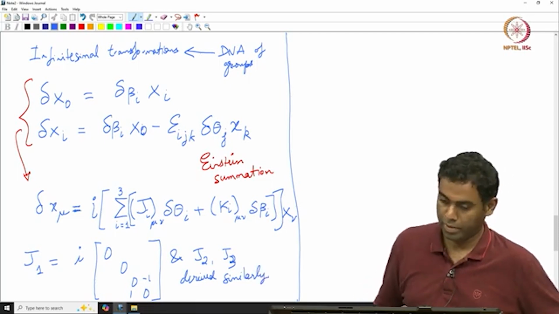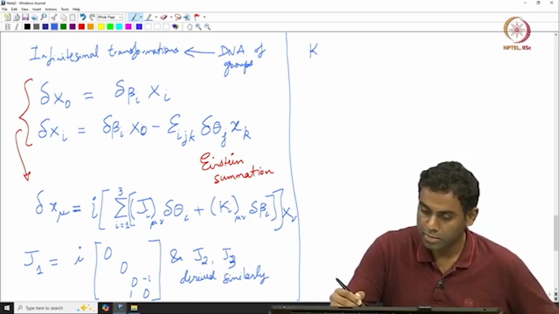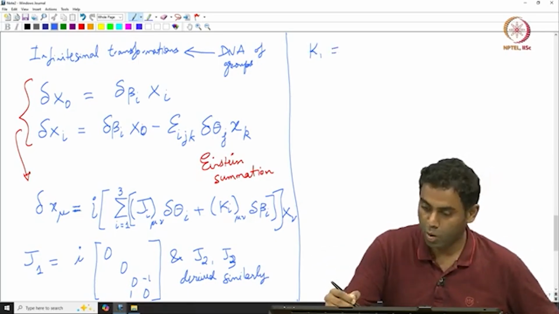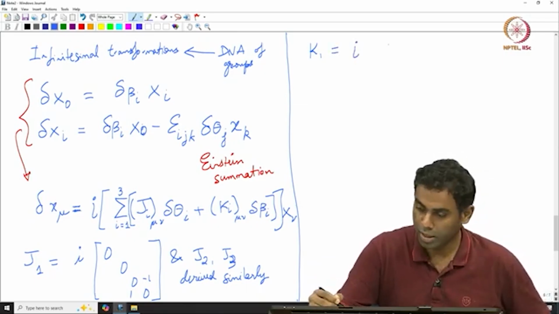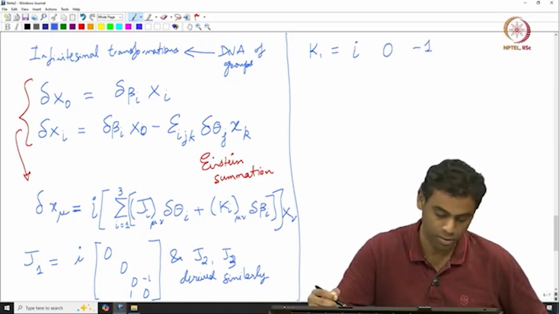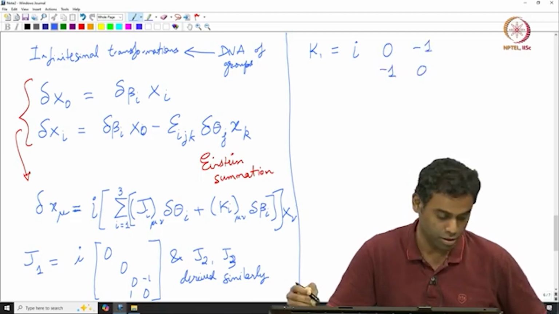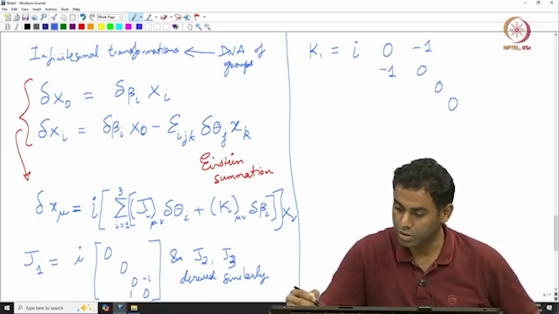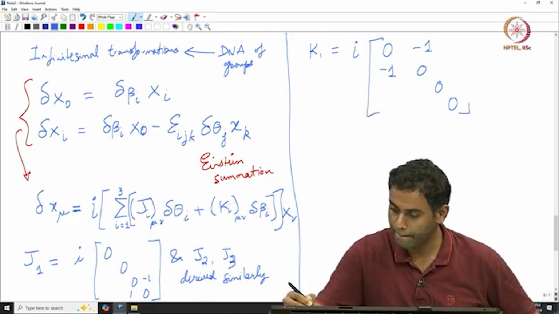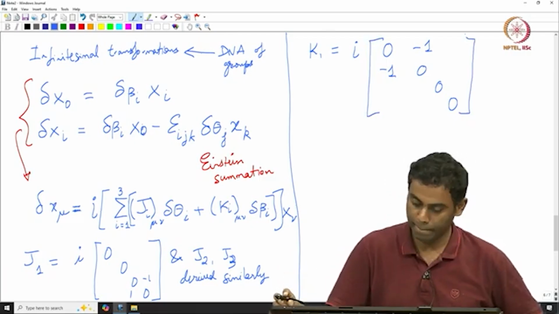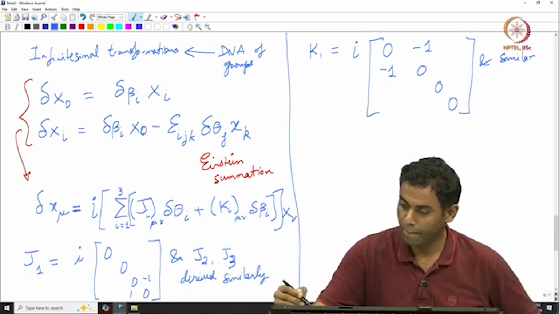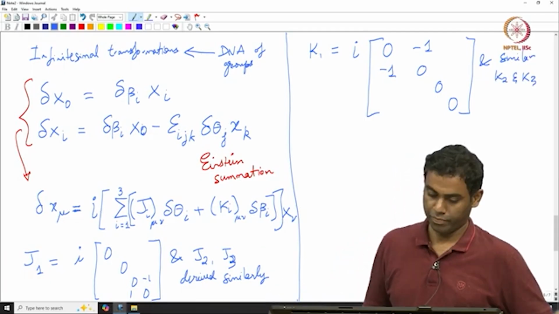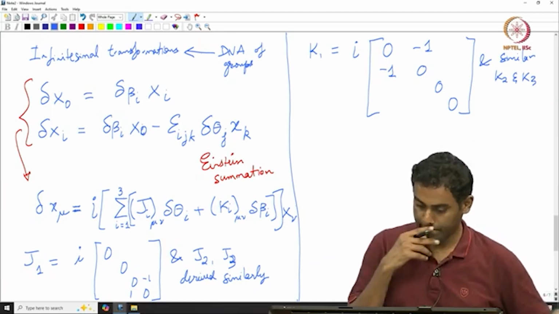What about the k's? Again let me write one k matrix. I have 0 -1 -1 0 0 0, and similarly k2 and k3.